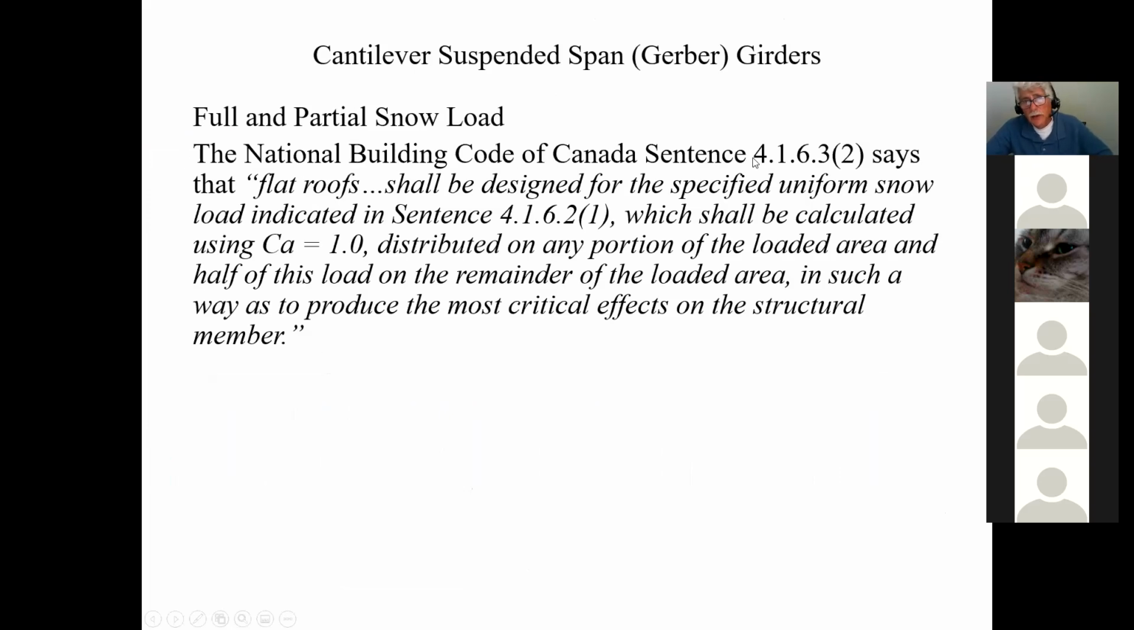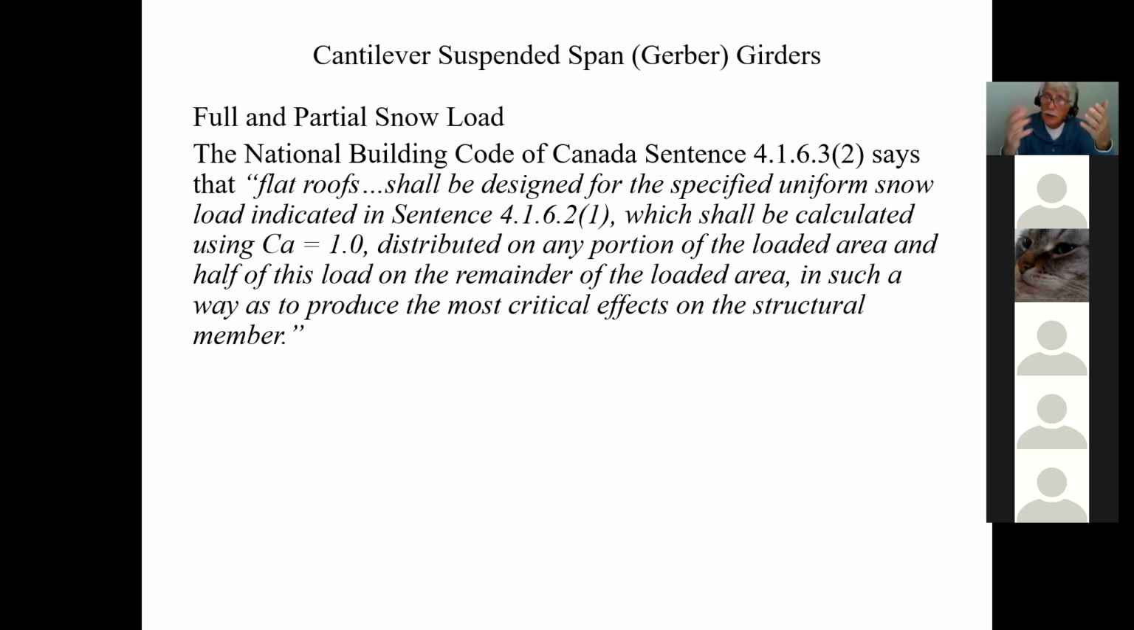The National Building Code of Canada says that flat roofs shall be designed for the specified uniform snow load indicated, which shall be calculated using Ca equal to 1, and that's what we did. We used a Ca equal to 1, distributed on any portion of the loaded area and half of the load on the remaining loaded areas in such a way as to produce the most critical effects on the structure. So what they're saying is that you can't just put 100% right across the roof. You have to select. At one place, I'm going to put the full load, and somewhere else, I have to put half the load and see if it's going to be more critical, how it's going to affect my member.